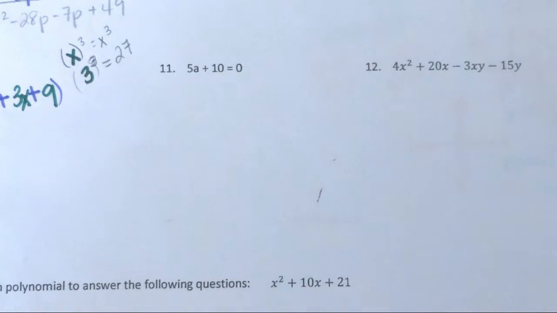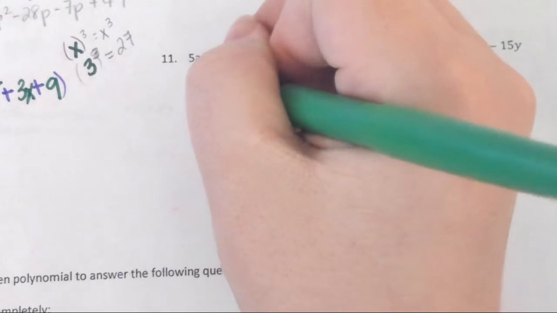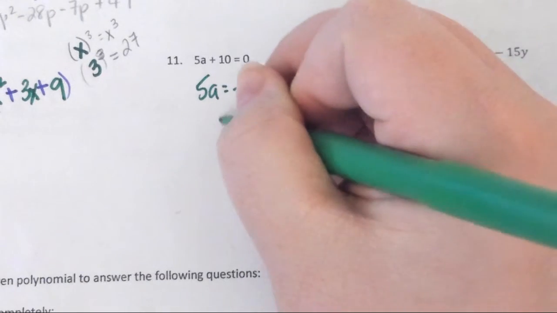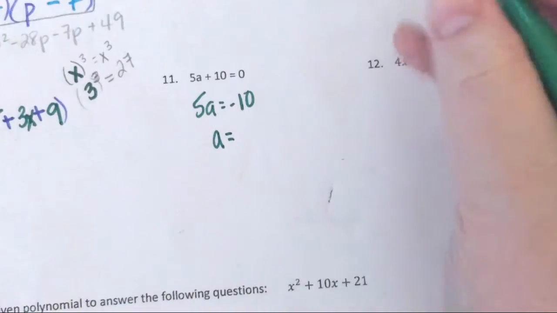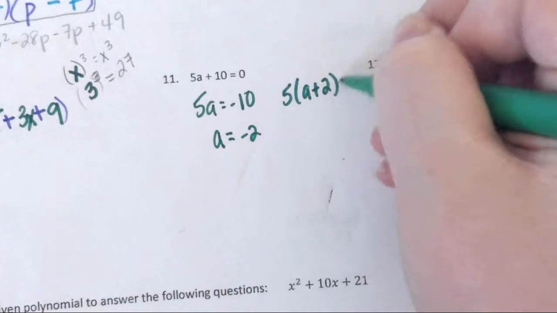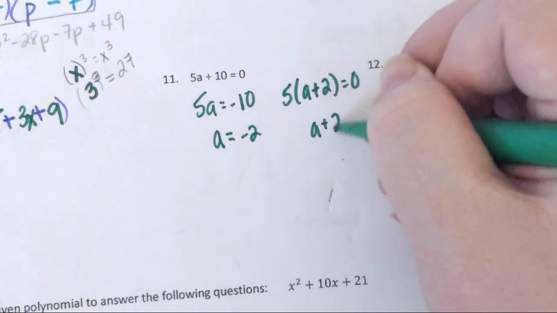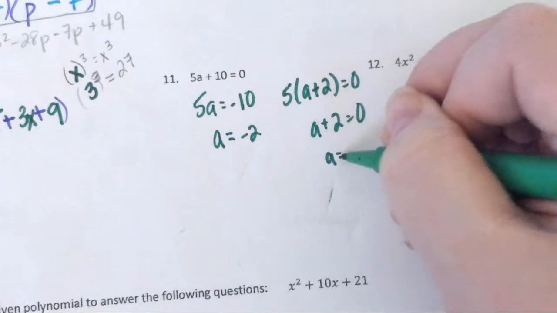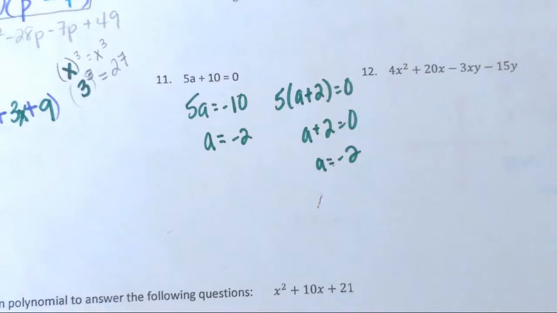Okay, number 11. What can we do? And if I divide by 5, I get A equals. Okay, and someone in first period suggested doing this. But regardless of how you solve that problem, you still get A equals 2.